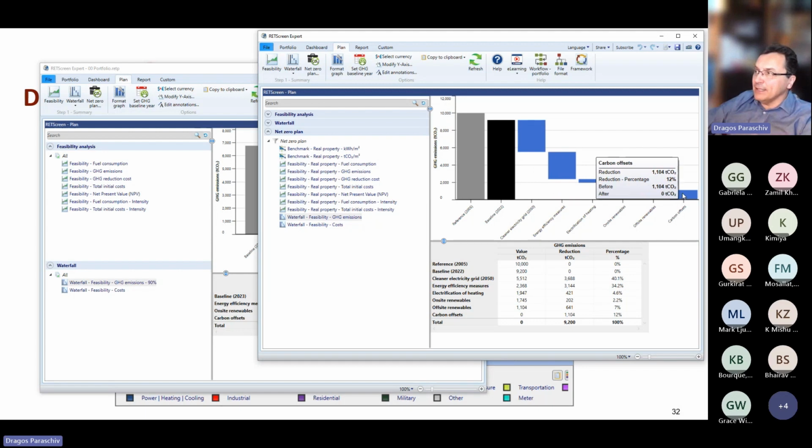And what we are left with here is offset purchase of carbon credits for 1,104 tons to bring us to net zero. So whenever we create this net zero plan using the default template inside RETScreen, the target will be set to net zero. It's basically where we want to get. If you want to set a different one, you can just customize and create a waterfall analysis that is flexible in setting the target for your analysis.